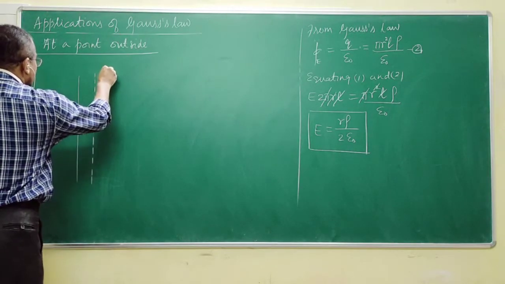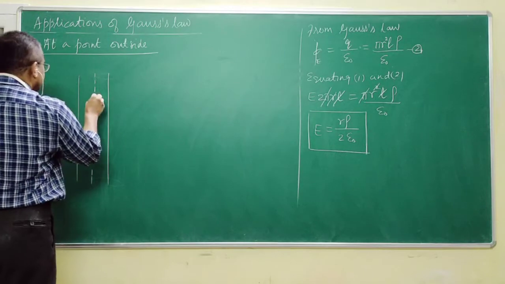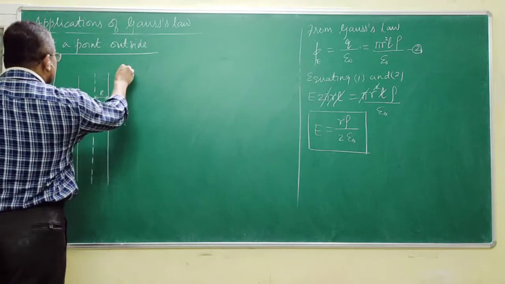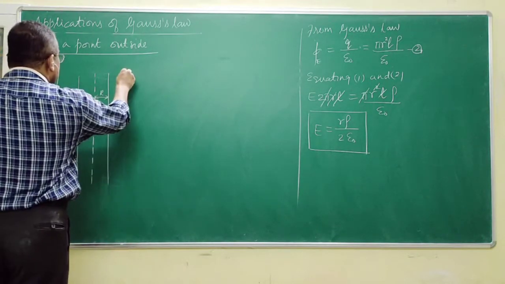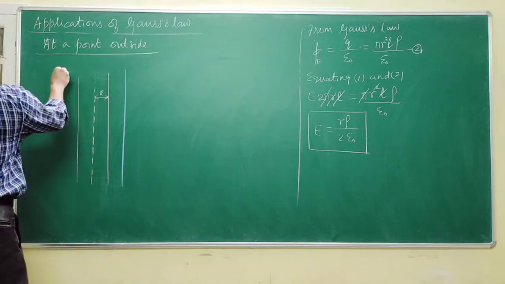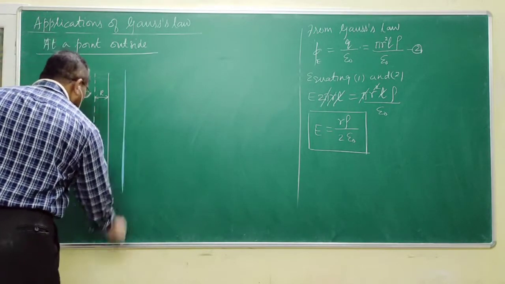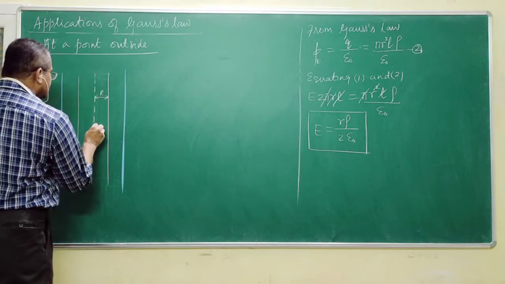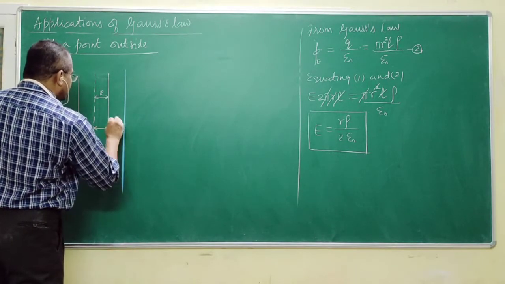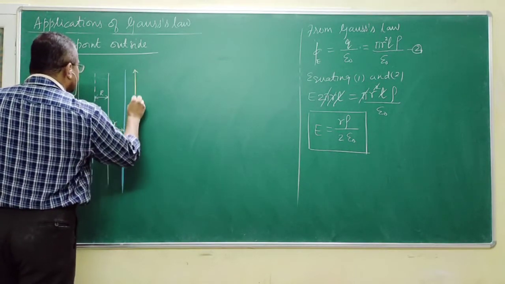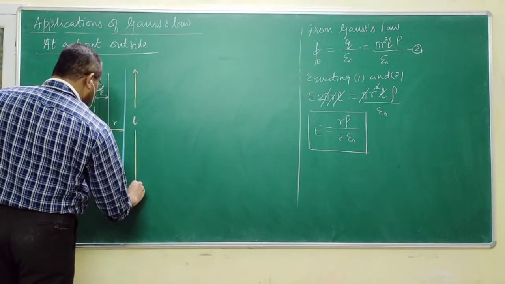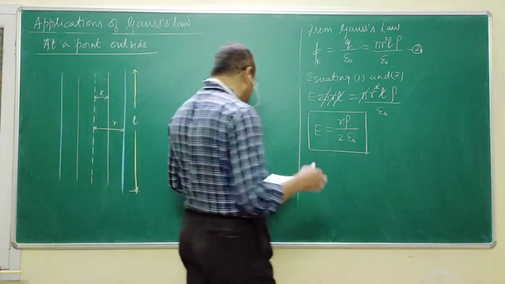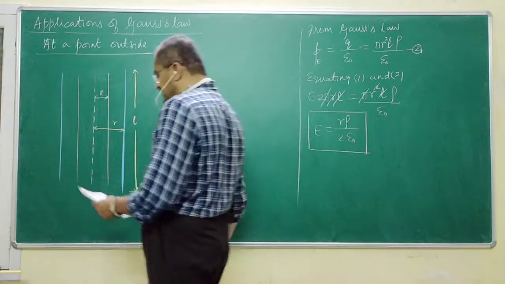Let us say this point is given outside, and therefore I am drawing a Gaussian surface such that it passes through that point where I want to find out electric field intensity, and let the radius of this Gaussian surface be small r, and let the length of the cylinder be L. Is that okay to you, sir? We proceed exactly the same way.